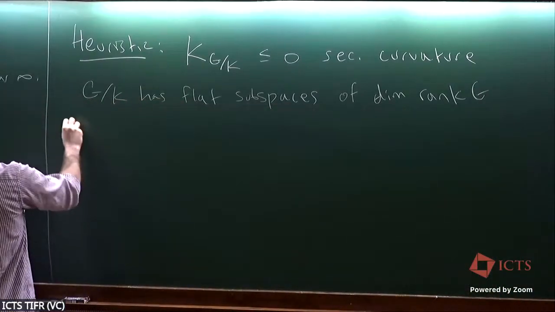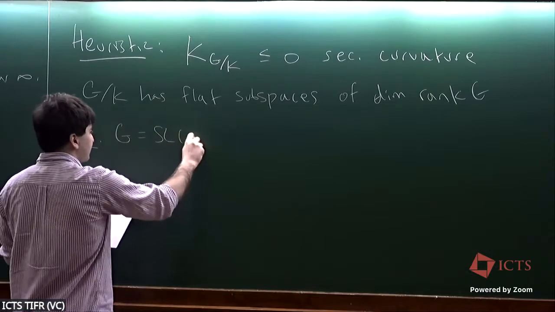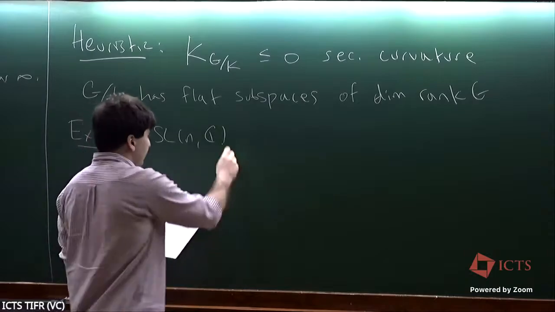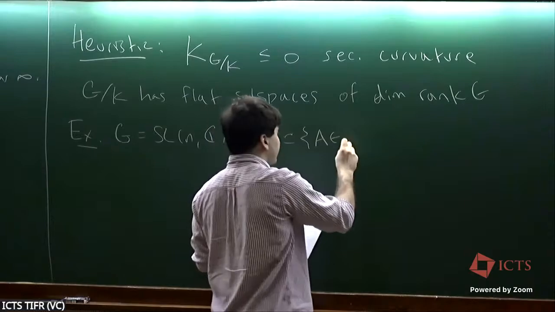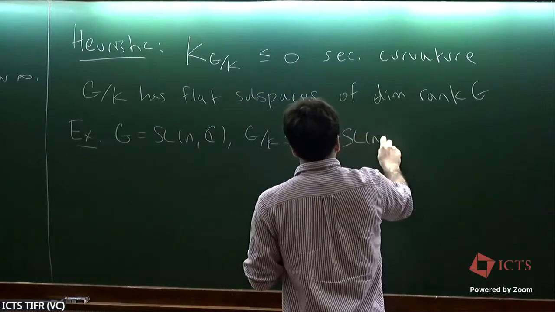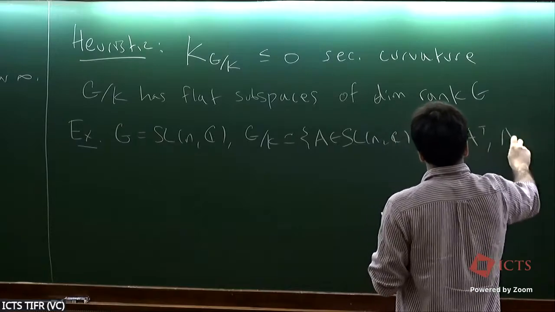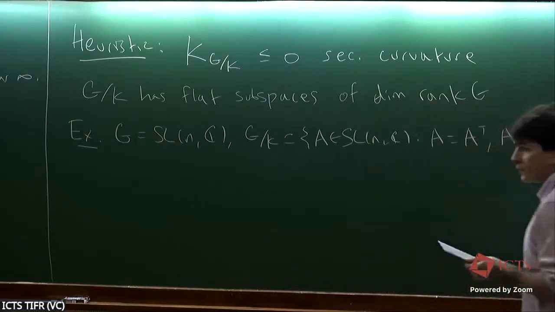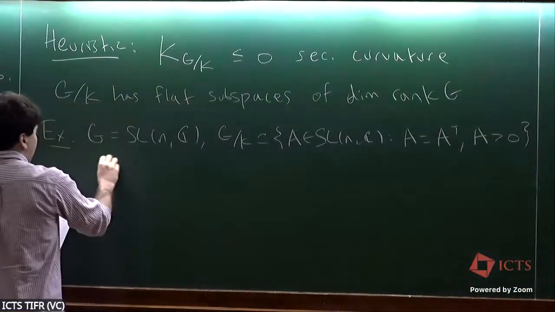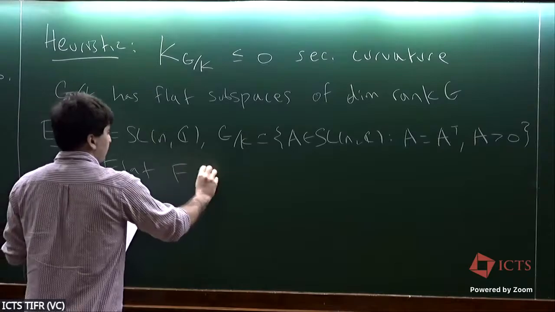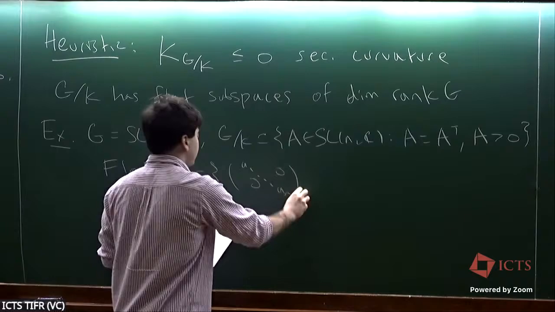Okay, so to keep us grounded, the main example to have in mind is G being SL_n C, and then G mod K identifies one model for this space: matrices A in SL_n C that are symmetric and positive definite, equipped with the Killing metric. And an example of a flat is just the diagonal matrices that have positive entries.